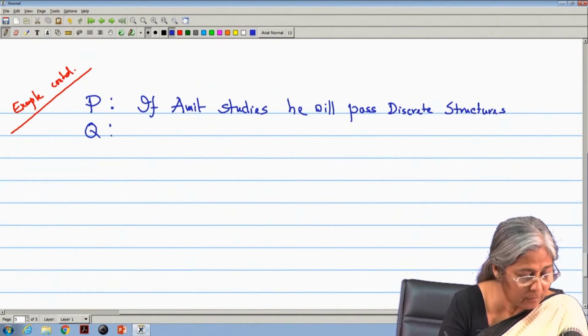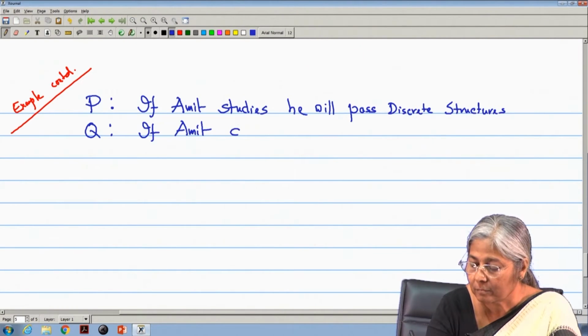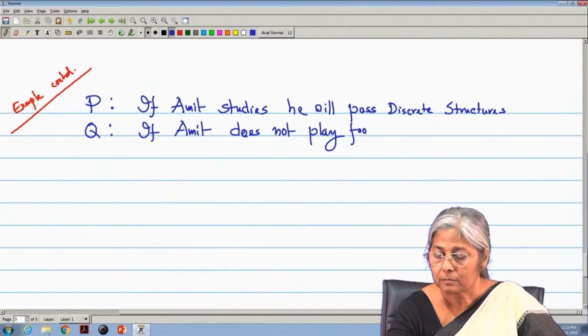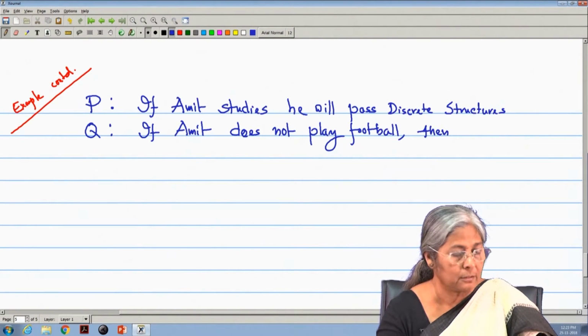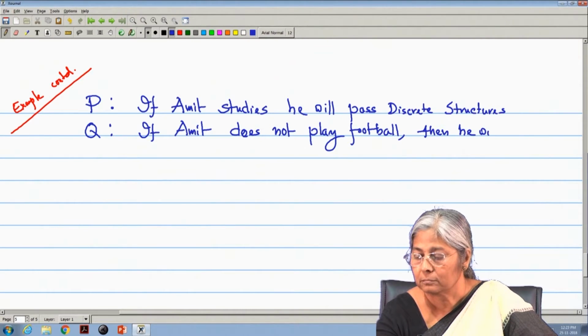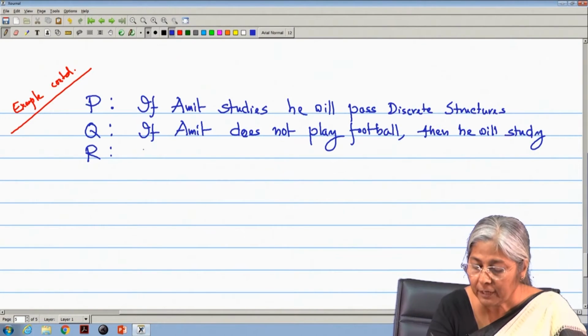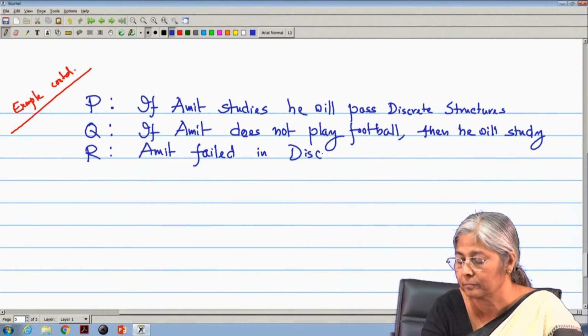Q, if Amit does not play football, then he will study, or Amit failed in discrete structures course.